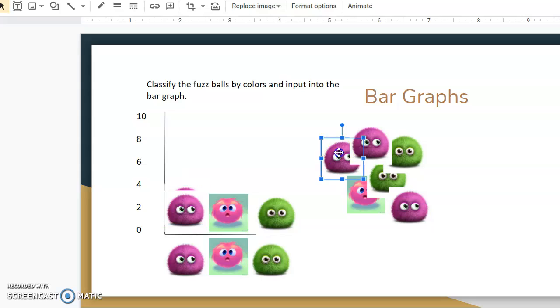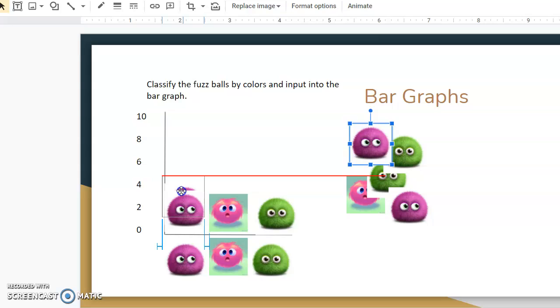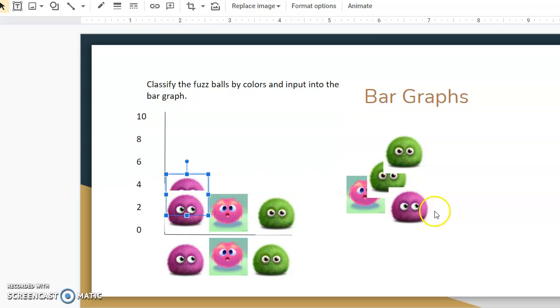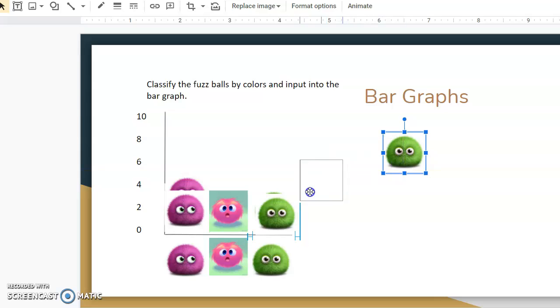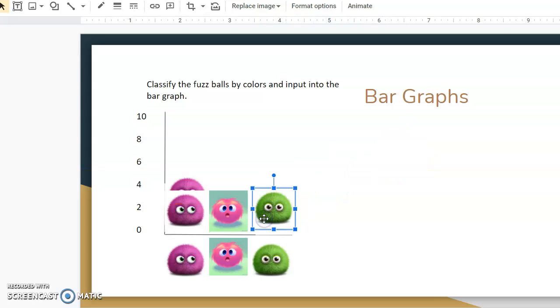into our categories. Here we have 2, 3 fuzzballs, 4 fuzzballs, and 5 fuzzballs for purple. So we're right here at the 5 fuzzball mark. Here we have 2 fuzzballs, so we're right here at the 2 fuzzball mark. For the green fuzzballs, we're right here at the 3 fuzzball mark. And that is how you would input your fuzzballs into the bar graph.